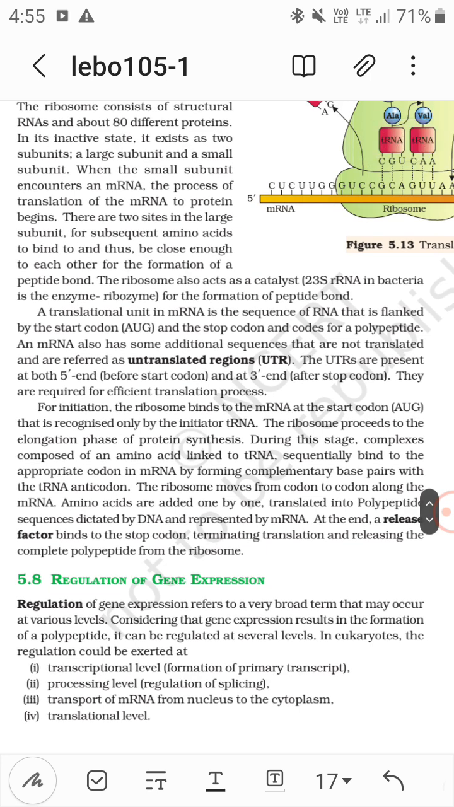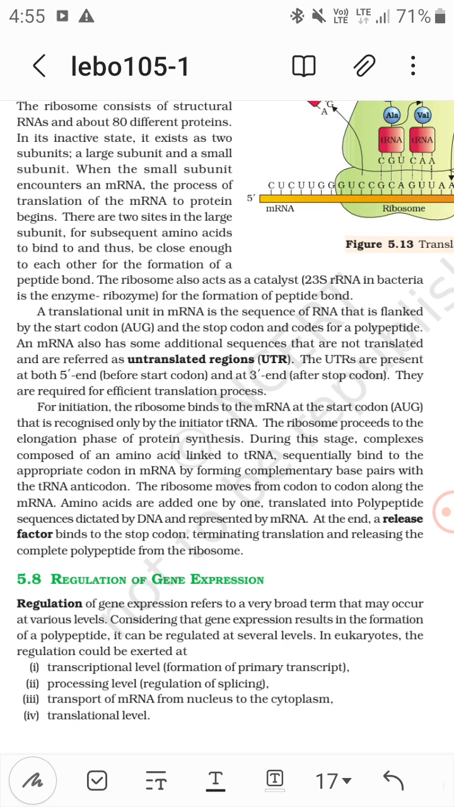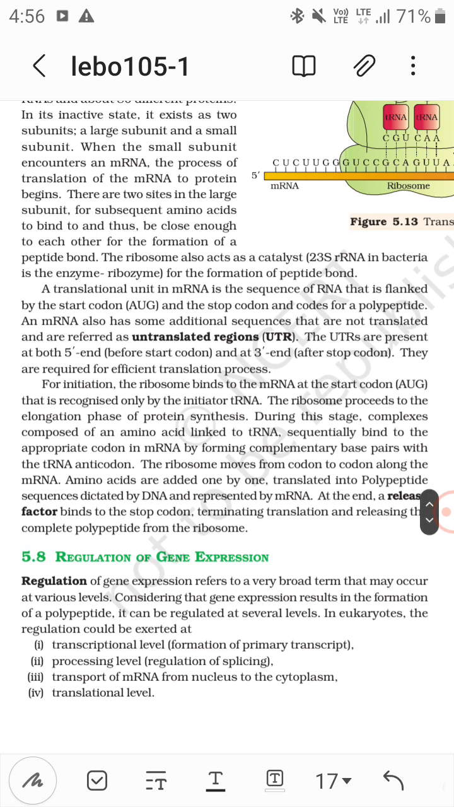Now the translational unit in mRNA is the sequence of RNA that is flanked by a start codon and a stop codon, and codes for a polypeptide. An mRNA also has some additional sequences that are not translated, referred to as untranslated regions, UTRs. UTRs are present at both ends: before the start codon, that is the 5' end, and after the stop codon, that is the 3' end. They are required for efficient translation process.